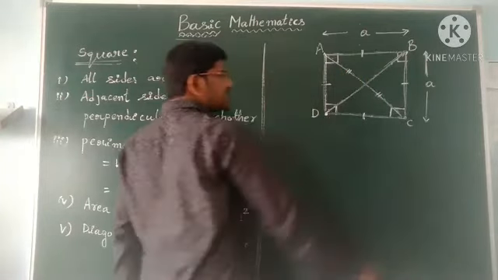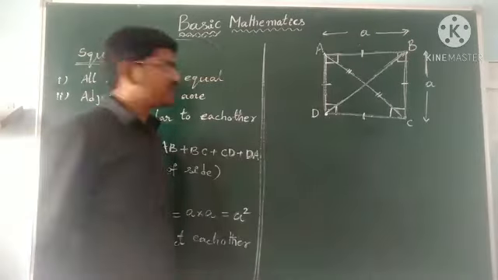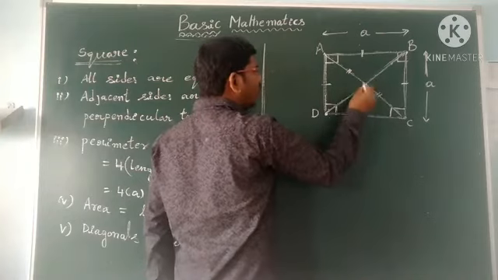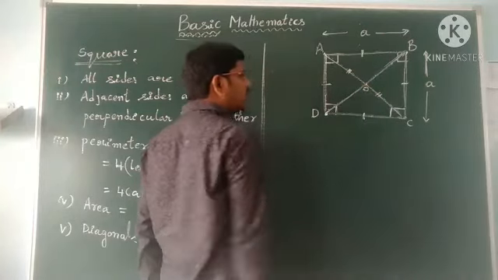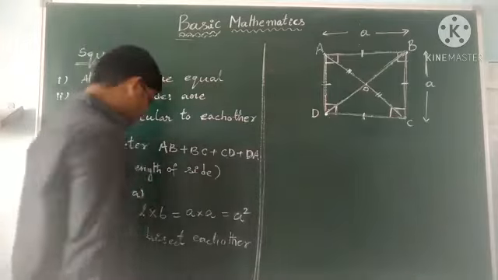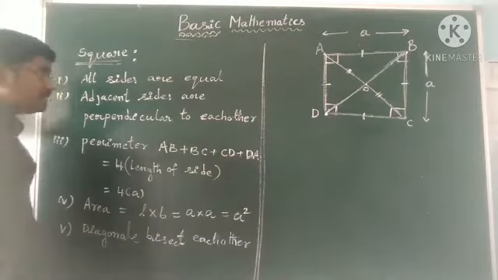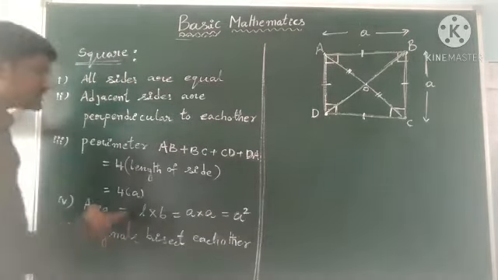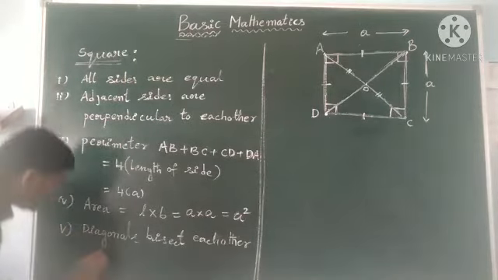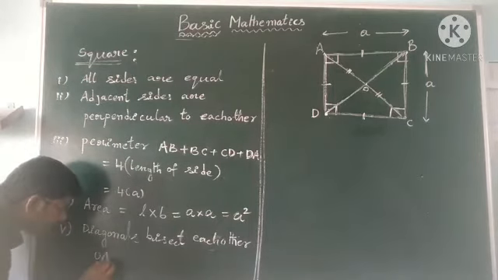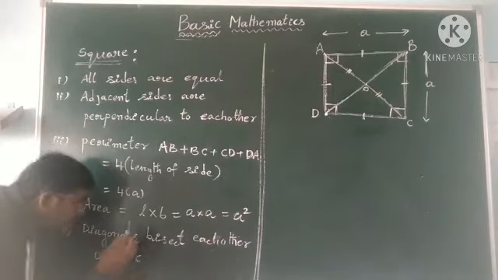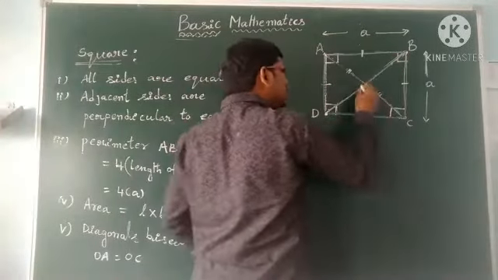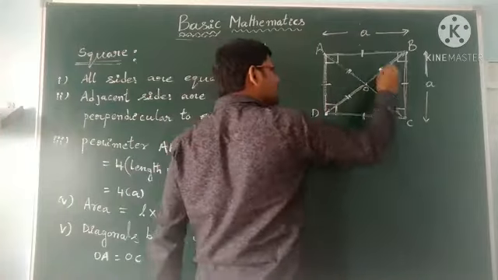It divides this diagonal into 2 equal parts. Let the intersecting point be O, then OA is the same as OC. So diagonals bisect each other. Its meaning is that bisecting each other means OA length is equal to OC, and similarly this diagonal divides this diagonal into two equal parts.